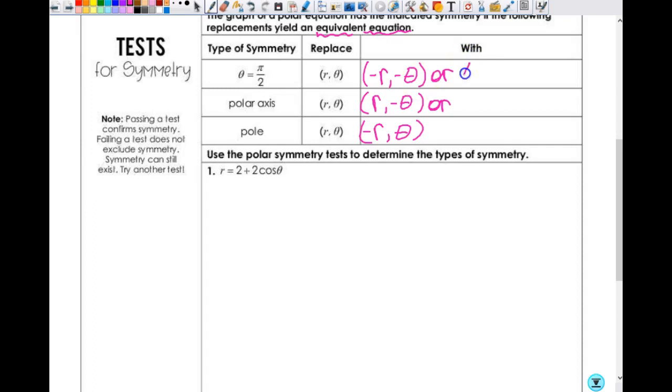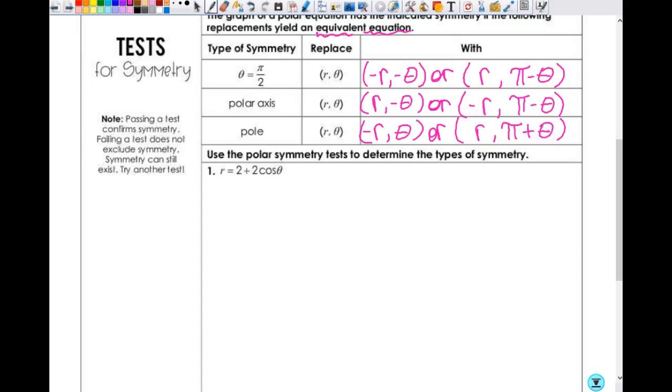So the other option that would tell me that I have this kind of symmetry here is r, positive r, comma, pi minus theta. The second option for polar axis is negative r, pi minus theta. And then the second option for pole symmetry is r, comma, pi plus theta.